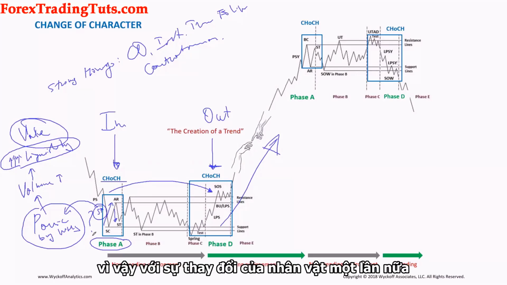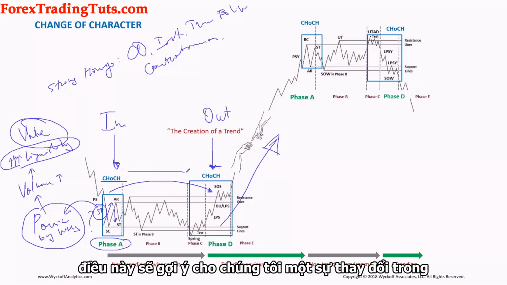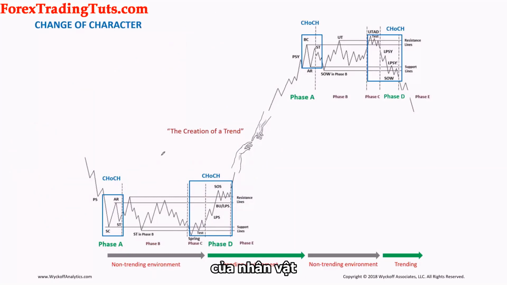So the change of character, again, is a change of behavior, and it's a change of behavior for both weak hands and strong hands. And visually, we could identify that change of behavior, which would suggest to us a change in environment. From a trending environment, we're going to go into a non-trending environment. Okay, let's talk about the second change of character.